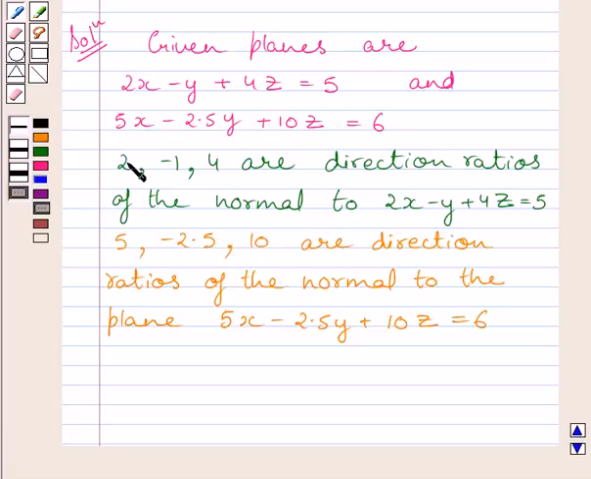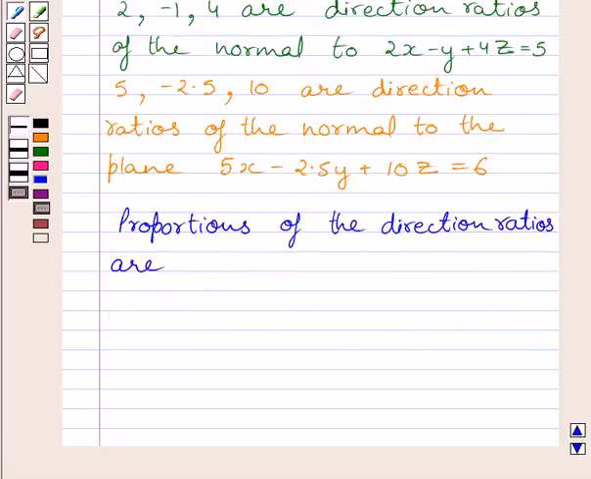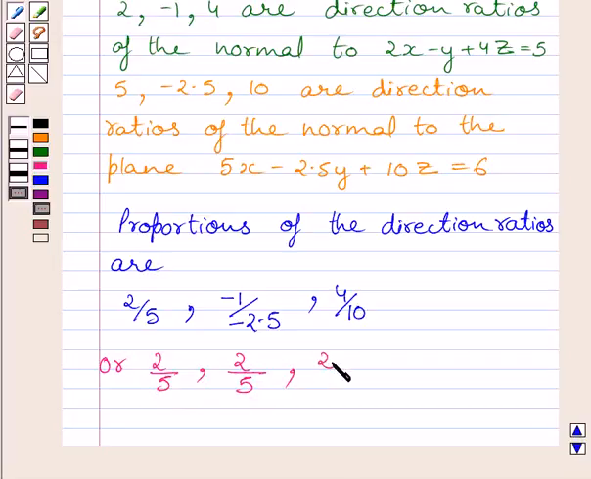Now we will find out the proportions of these direction ratios. Now proportions of the direction ratios are 2 upon 5, minus 1 upon minus 2.5, 4 upon 10, or we can write proportions of the direction ratios are 2 upon 5, 2 upon 5, 2 upon 5. Converting these fractions in their lowest term, we get 2 upon 5 and 2 upon 5.